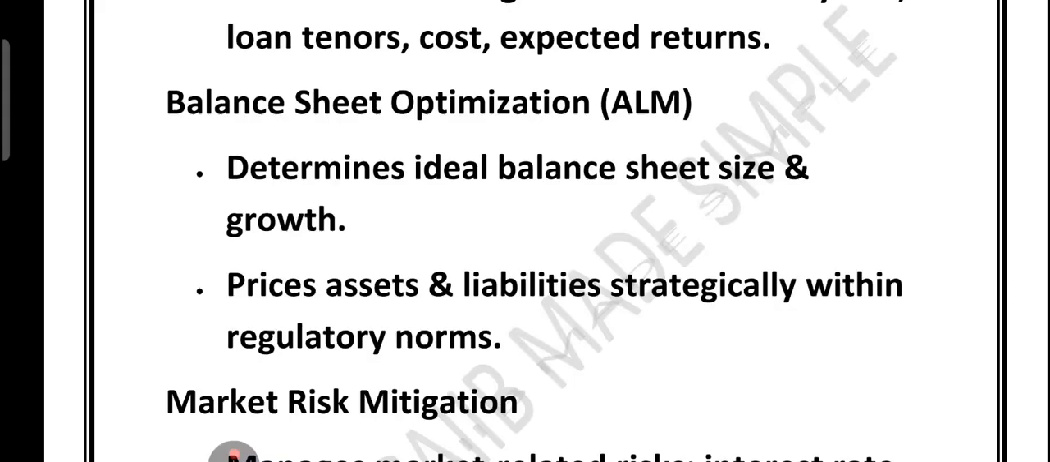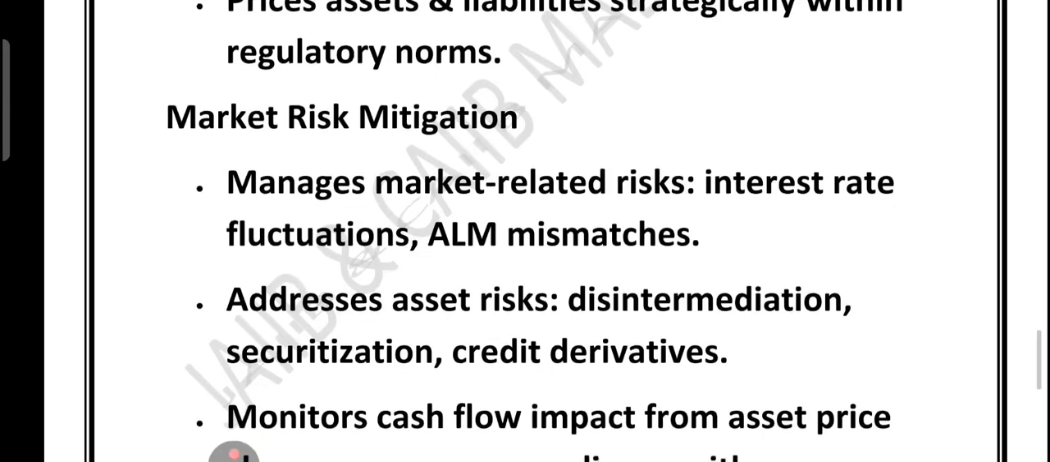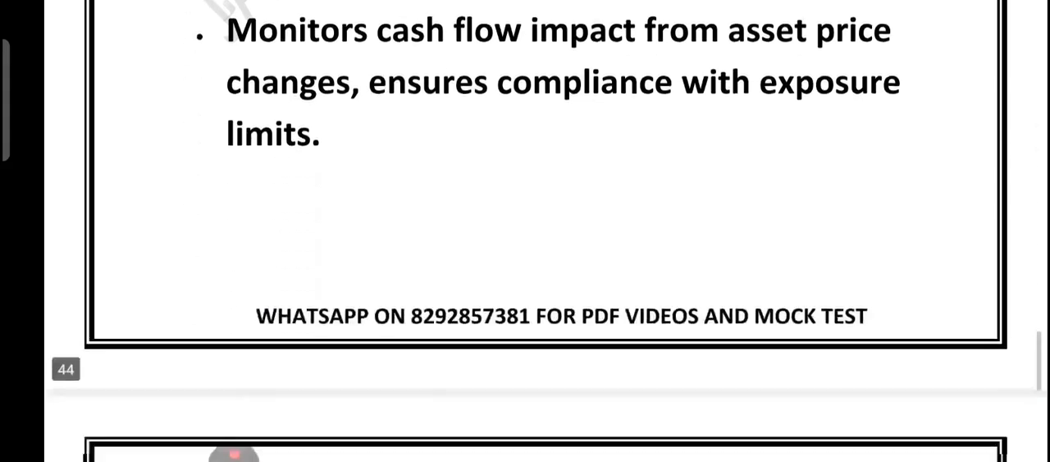We price assets and liabilities strategically while staying within the regulations. Then we have market risk mitigation. Basically, interest rate fluctuation and ALM mismatch are managed by our integrated treasury. We address asset risks like disintermediation, securitization, credit derivative. These are the risks faced by assets. We monitor the cash flow impact. So what will be the impact on cash flow due to a change in the price of the asset? We monitor that and ensure compliance with the exposure limit.